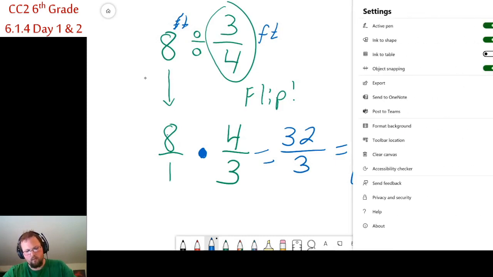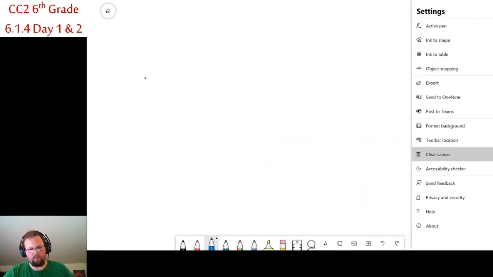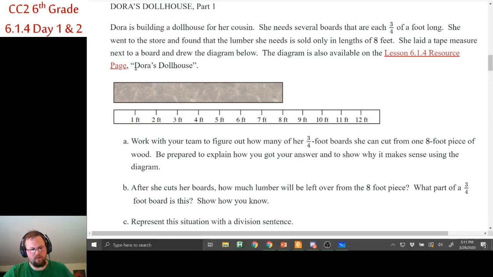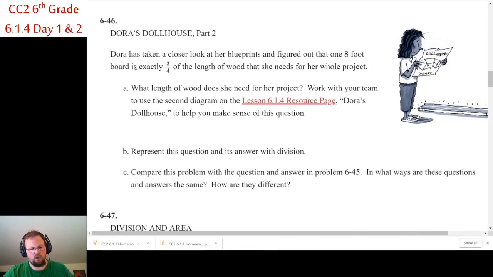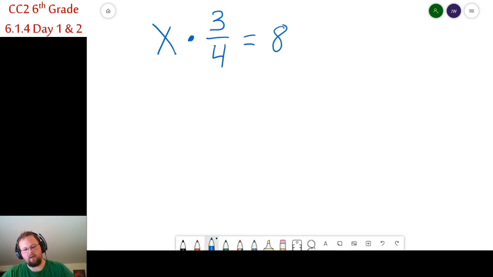So what does that mean for you if you are dividing any fractions, or if you're solving something involving fractions? We're going to flip this and say, well, she figured out that a single 8-foot board is exactly 3/4 of the length that she needs for her project. So you can flip this around. You could say her length is an unknown value, which we're going to call x. Her length times 3/4 is 8 feet.